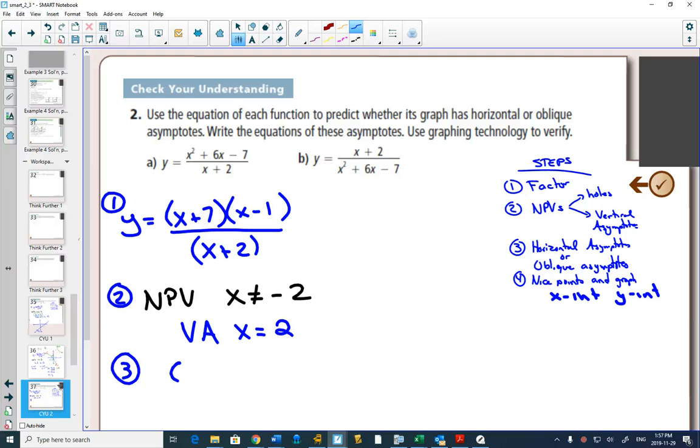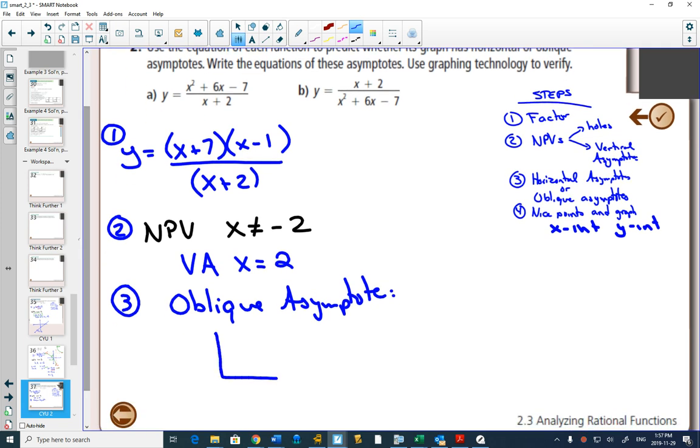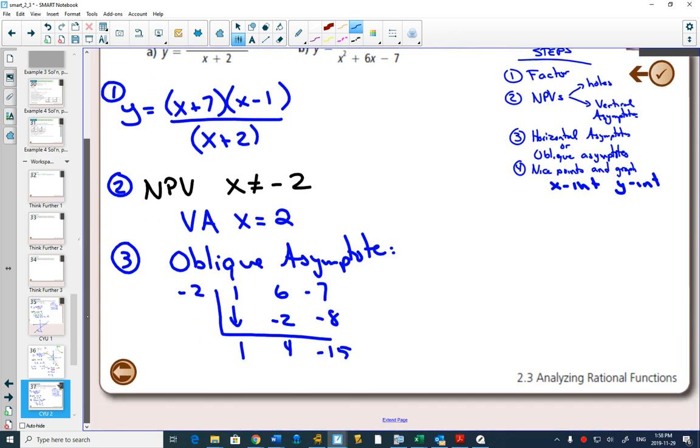So for step 3, write out that you know that you've got an oblique asymptote. To find your oblique asymptote, use synthetic division. 1, 6, negative 7. You're dividing by x plus 2, so a negative 2 comes out. Bring down the 1, multiply, add, multiply, add. There's your oblique asymptote. Y equals x plus 4. Ignore the remainder.